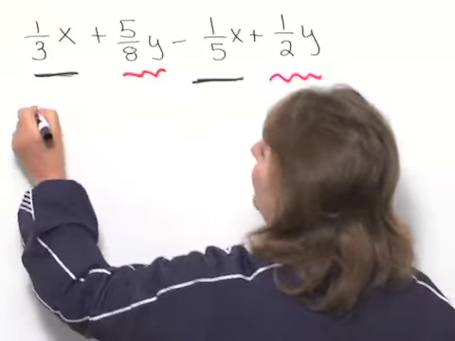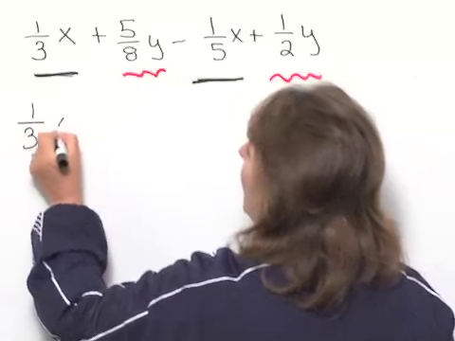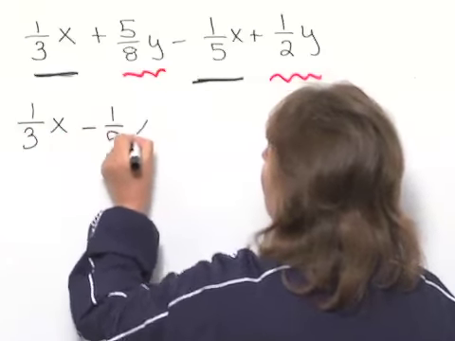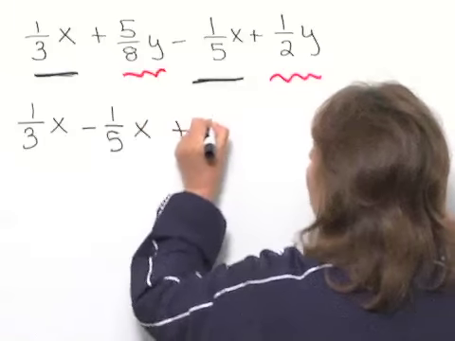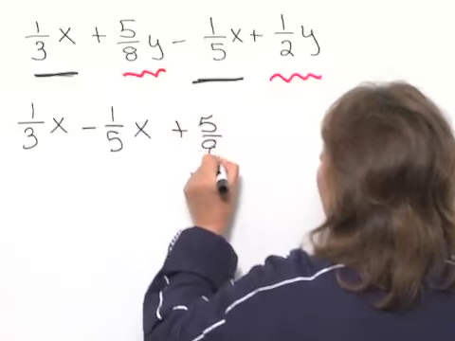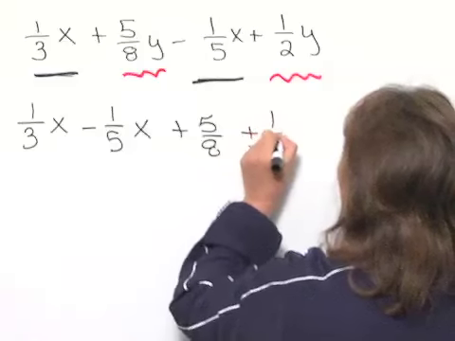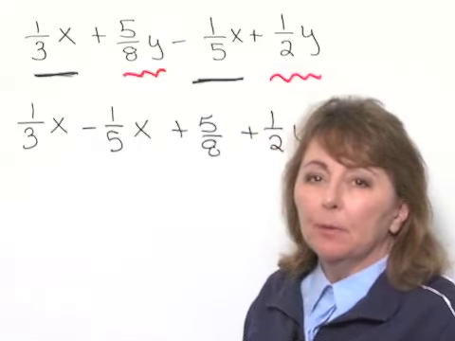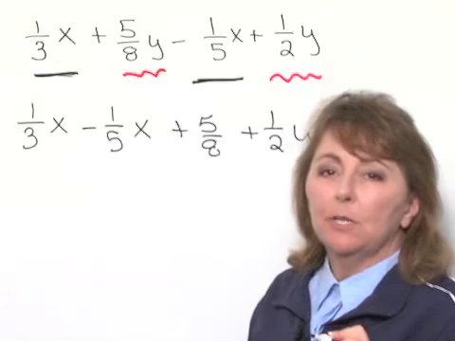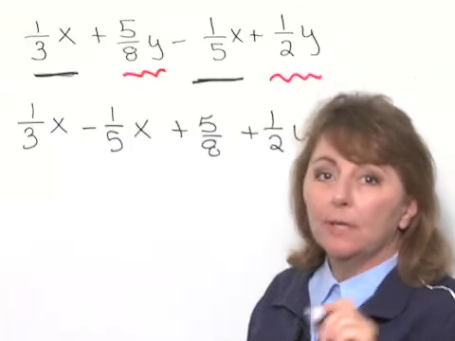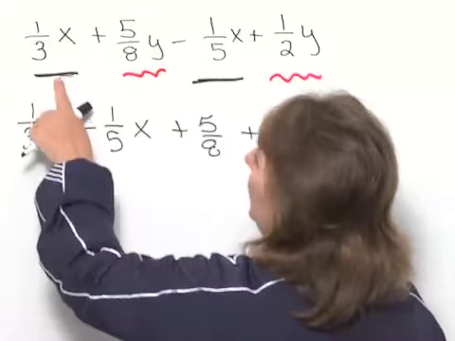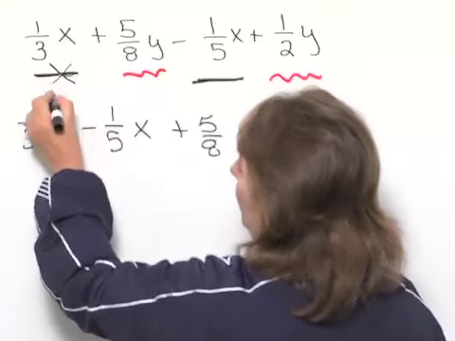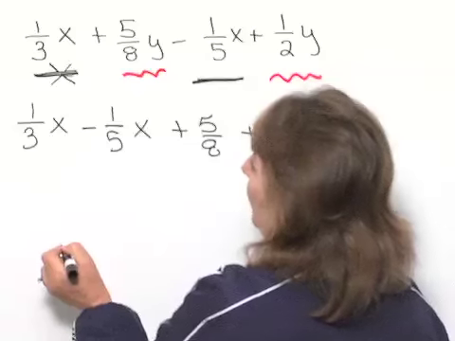So let's rewrite it that way. We have 1/3 x minus 1/5 x plus 5/8 y plus 1/2 y. At this point, whenever I rewrite a problem, I like to go back and check to make sure I didn't forget a term or copy it down wrong. So I check 1/3 x right here. Okay, I'm going to cross that off because I'm done with that.